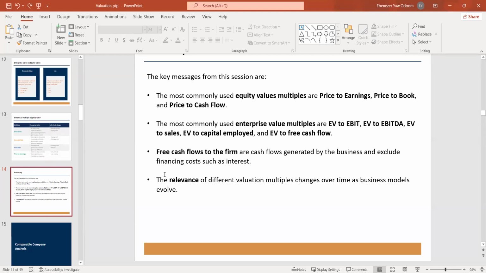Now, for the free cash flow, we have the free cash flow to the firm, right? Which are basically the cash flows generated by the business before the financing costs, such as interest expense and all of that.